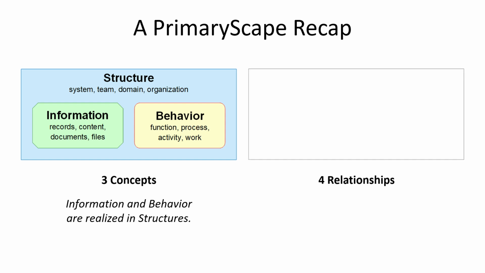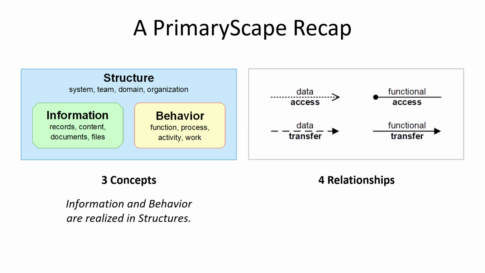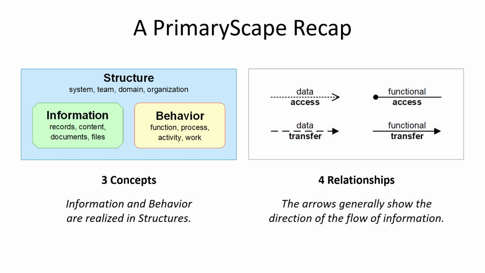The relationships are data access and data transfer, functional access and functional transfer. The arrows generally show the direction of the flow of information. This recap is just about all the introduction you need for new people to get a basic understanding of any PrimaryScape diagram that will be shown to them.